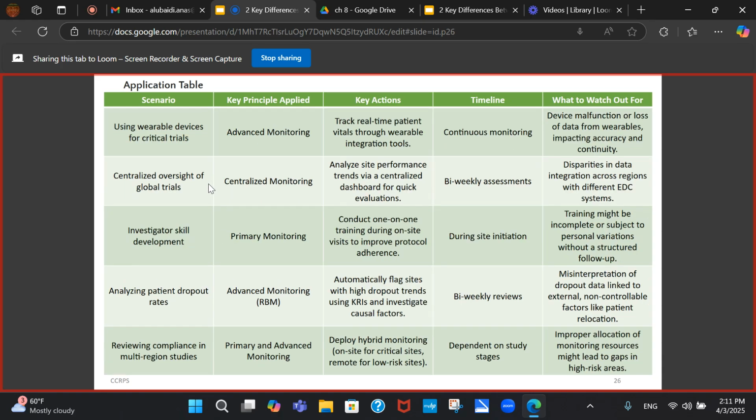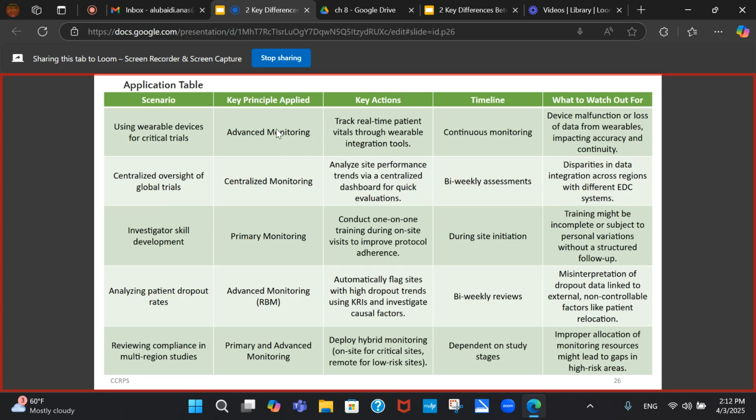Application table as well. We have here also the scenario, which key principle applied, the key actions and timeline, and what to watch out for, as we have here, using wearable devices for critical trials. Of course, such devices will be implemented and applied for advanced monitoring, centralized oversight of global trials, of course, centralized monitoring, and that this is advanced monitoring.